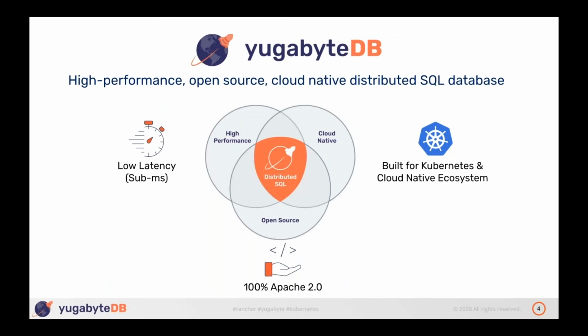Before I move on, just a note about the name. Yuga in Sanskrit means eons or ages, and byte obviously means the unit of data. As a distributed OLTP database, it's Yugabyte DB's job to make sure that your precious business critical transactional data can live across eons, across ages, and remains protected from faults, can scale, and so on. So hopefully that makes sense.